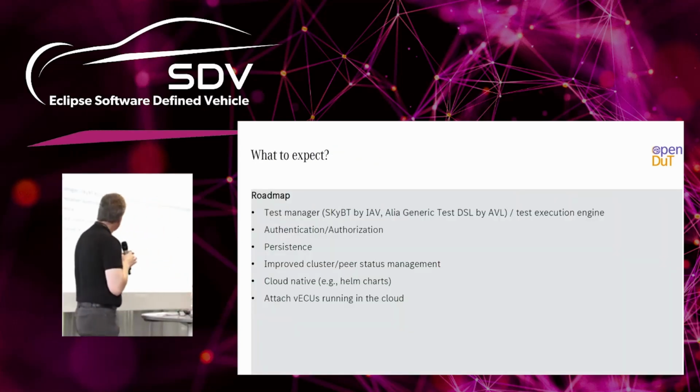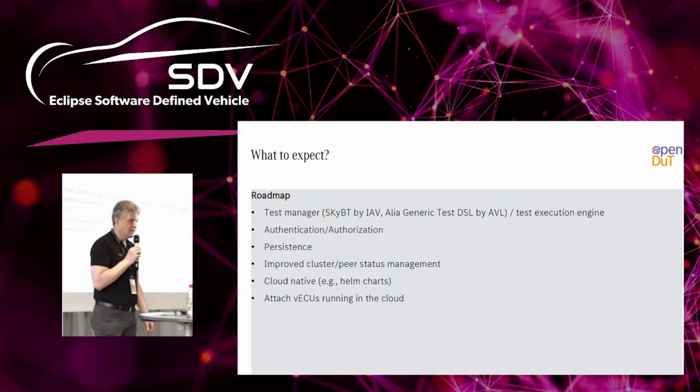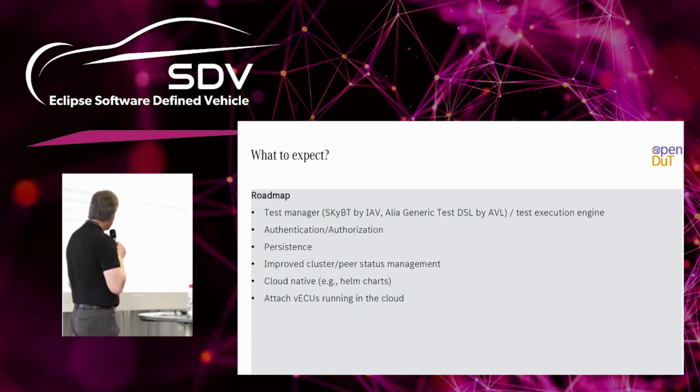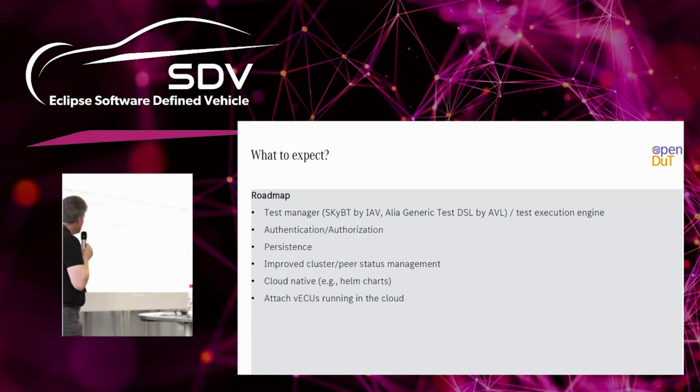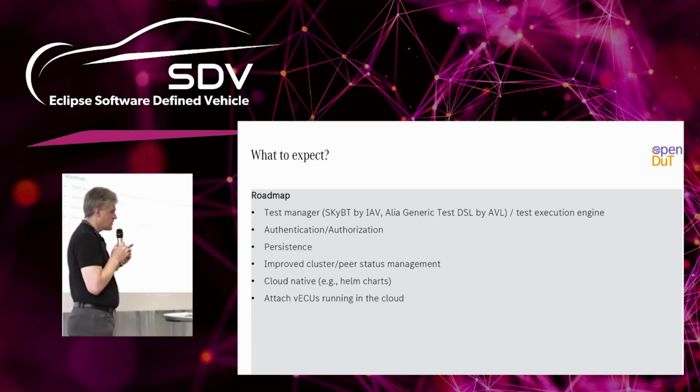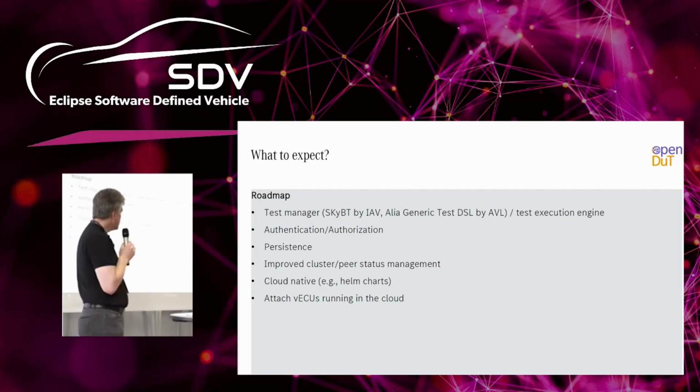Okay, what else to expect? We've still a lot of things to do. We are a small team, but we have to prioritize. We always face also implementing those features first that are most important to our colleagues that want to do POCs with openDuT. And those are some other topics that we still have in the pipeline, like some contributions to be expected from our partners, EAV and AVL, all around the test management and test execution tooling.